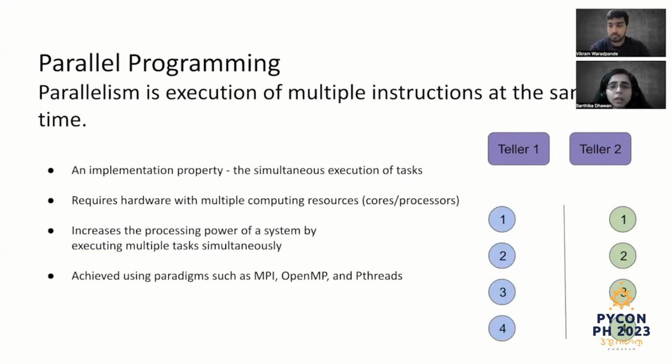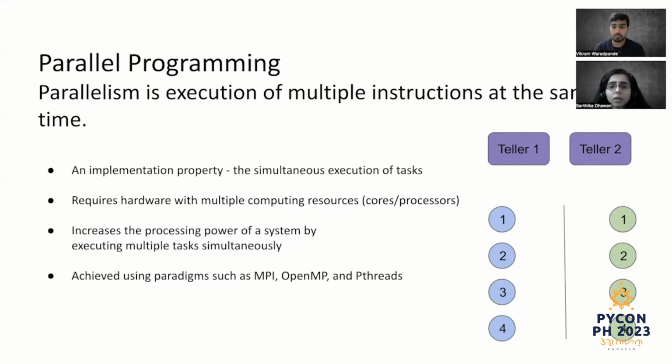So, parallel programming. Now, let's discuss parallel programming. As evident from the previous discussion, parallelism is the actual physical execution of multiple instructions at the same time. And if we take the same example of the queue at the bank, which we discussed earlier, now imagine there are two counters.